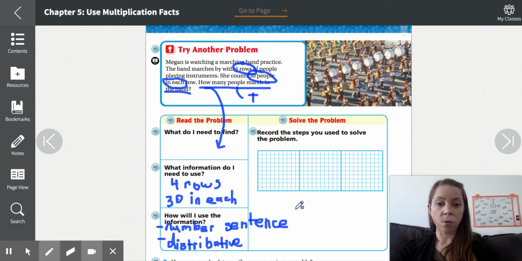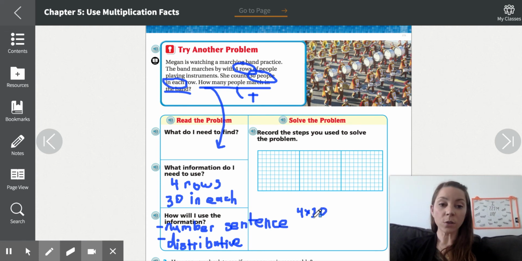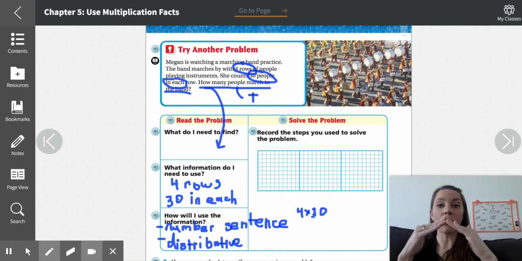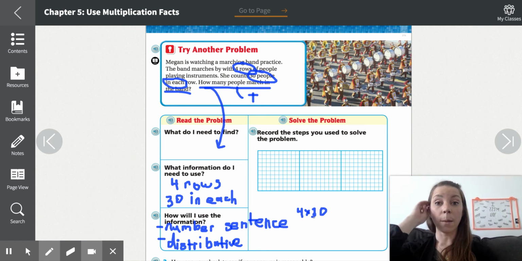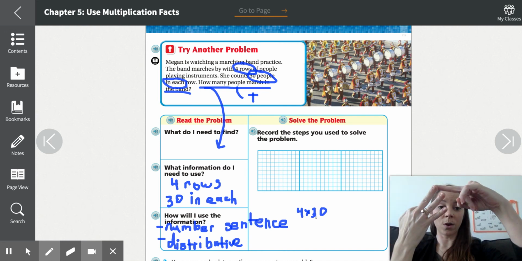Okay, so over here, I'm going to put my number sentence so I can see what I'm working with. 4 times 30. And I'm going to start to actually solve this, okay? So again, like we said, 4 times 30 might be a little big. How can we use the distributive property to break that 30 down into easier numbers? I'm going to start with a 10, right? So 30 is like 3 tens, 10, 20, 30.